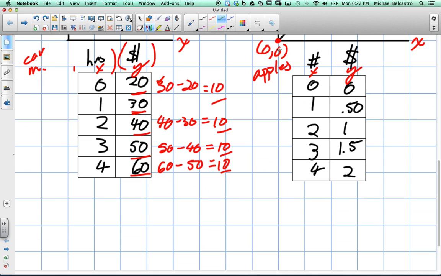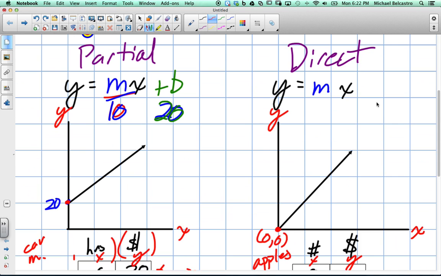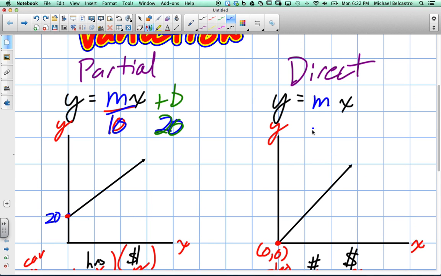In this one here, we can do the same thing. 0.5 subtract 0 is 0.5. 1 subtract 0.5 is 0.5. 1.5 subtract 1 is 0.5. 2 subtract 1.5 is 0.5. Because all of those are the same, it's linear, so we know we have a straight line. And because x is going up by 1, this happens to be the slope. This only works when x is going up by 1. So our m is 0.5.